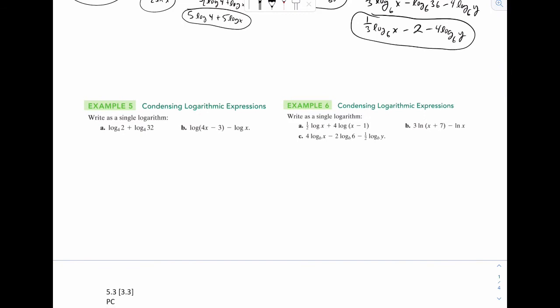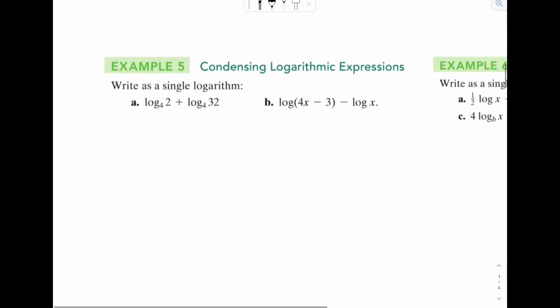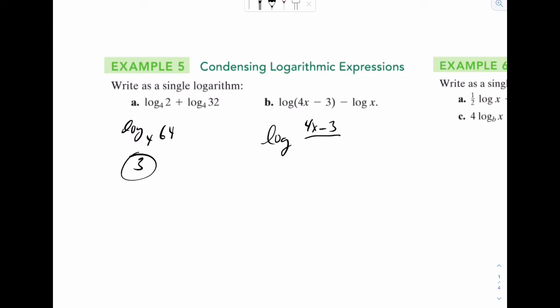Now we can do the other way. We're going to combine them. So this would be log base 4 of 64, and that would reduce to 3. And this is the good one. The algebra is actually the easy part, because you literally just put them together and then you're done.